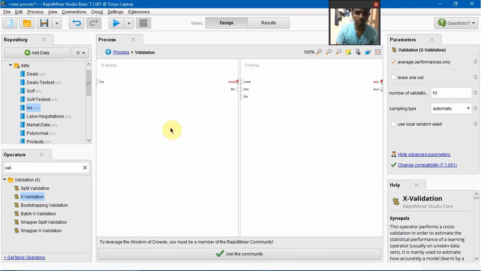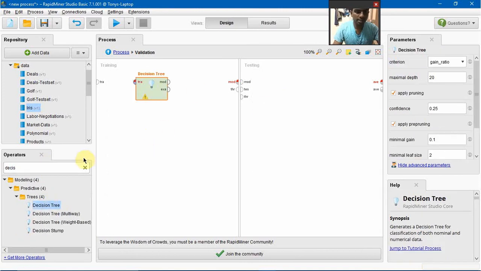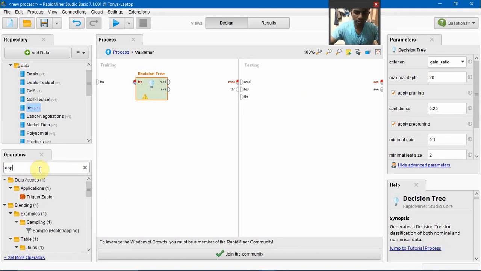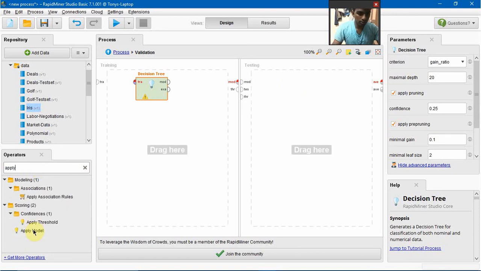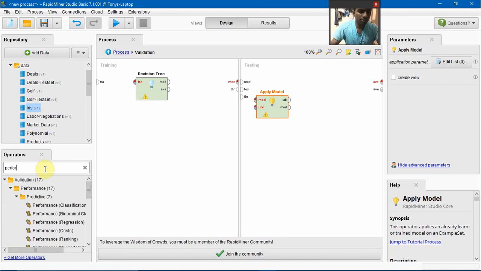In this X validation, we have two processes. One is the training panel and the other is testing. In the training panel, we add the decision tree operator. And in the testing panel, we add the apply model, along with another operator called performance.